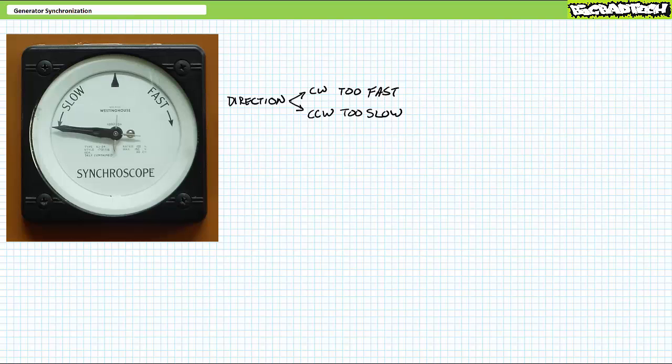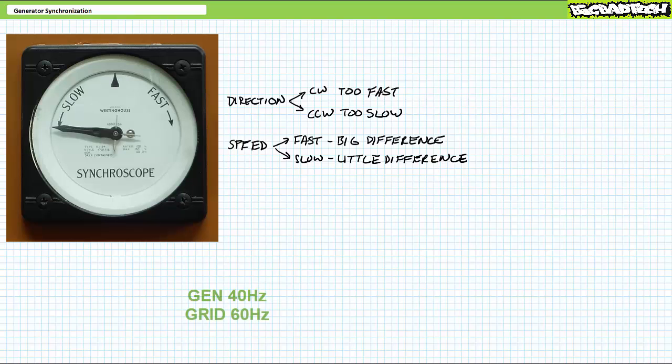The direction of needle rotation indicates whether the generator or grid frequency is faster or slower. If the needle spins clockwise, the generator is faster than the grid and the prime mover needs to slow down. Conversely, if the needle spins counterclockwise, the generator is slower than the grid and the prime mover needs to speed up. The speed of the rotating needle indicates the degree of frequency mismatch.